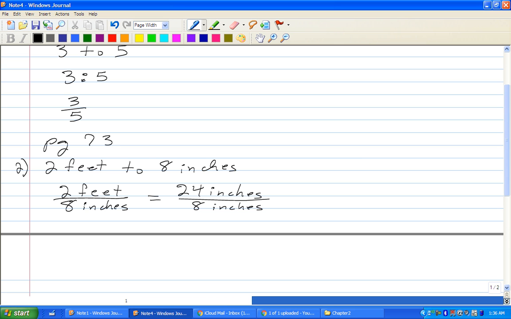If I'm not able to cancel units, then we will call that a rate rather than a ratio, such as miles per hour. That would be a rate. But we will cancel these units. Inches. 24 divided by 8 is 3. 8 divided by 8 is 1. And so this is the same as the ratio of 3 to 1.